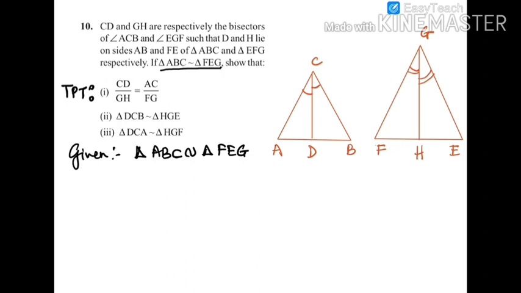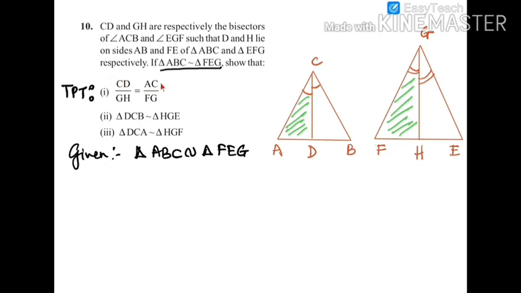Let's look at the first part that we have to show. CD upon GH is equal to AC upon FG. Let's find these ratios in the figure. CD upon GH is equal to AC upon FG. These two ratios belong to triangle CAD and triangle GFH. I had shown you another way of finding the triangles to which these ratios belong.